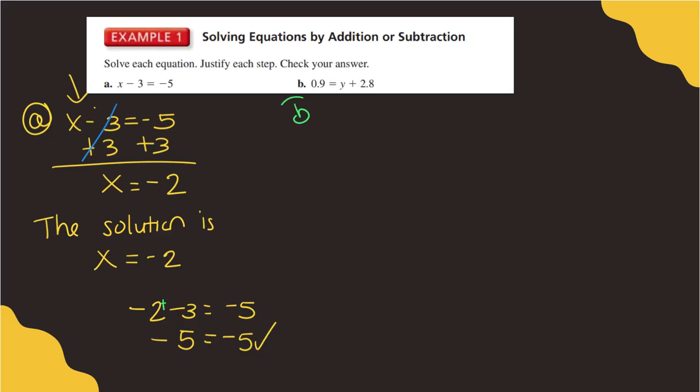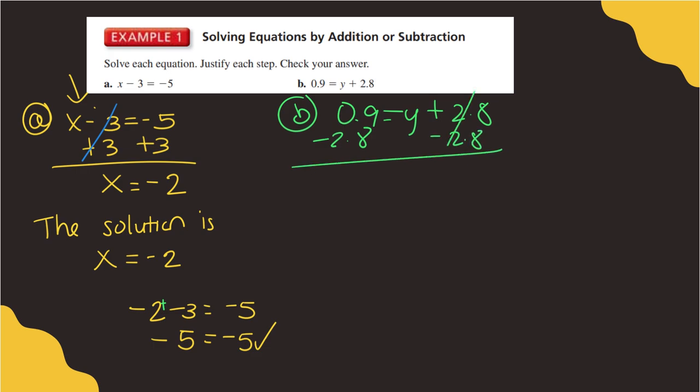In B, we're going to write the equation, which is 0.9 equals y plus 2.8. Here we have an addition, right? We have a plus sign there. So we're going to use the inverse, which is the subtraction property of equality. So we're going to subtract 2.8 from both sides, where this cancels out. We bring down the y and we simplify with 0.9 minus 2.8. We're going to be left with negative 1.9.